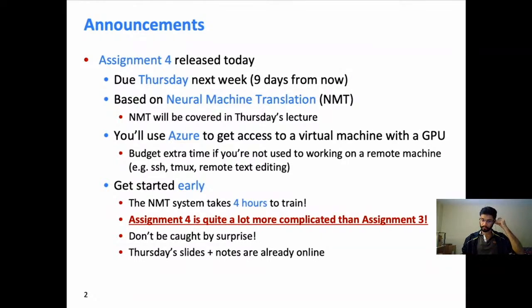Again, I'm going to emphasize, do get started early on assignment 4, because the NMT system takes about 4 hours to train on your virtual machine, so you really can't start it the night before and expect to get it in on time. Assignment 4 is really quite a lot more complicated than assignment 3, so don't get into a false sense of security if you found assignment 3 easy. Thursday's slides on NMT are already on the website today, so you can even start looking at those today if you want to get started on assignment 4 early.